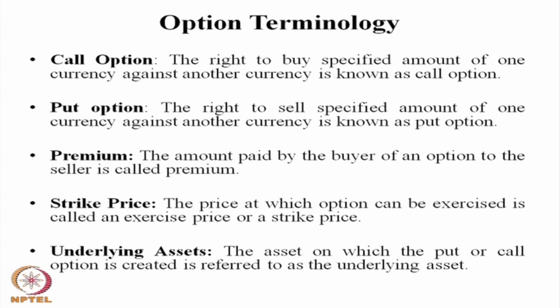Underlying asset is another terminology, the asset on which the options buyers and sellers trade. The underlying asset may be equity, may be currency, may be anything. The underlying asset is what the options are created on. The premium of the option depends upon the underlying asset volatility. So there is an underlying asset whose values are changing, and on that changing value options are created.